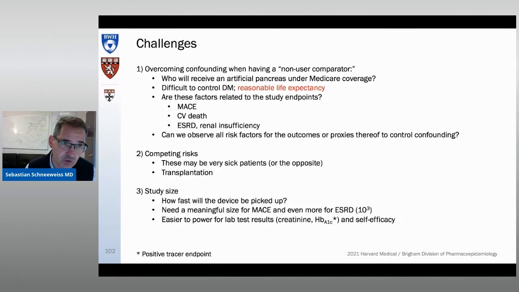It's not that frequent, I was told, so maybe it's not an issue really. I would be very worried, if this would be real, about study size. If you look at MACE endpoint, I think we're talking thousands of patients, not hundreds or tens of patients. Next slide, please.